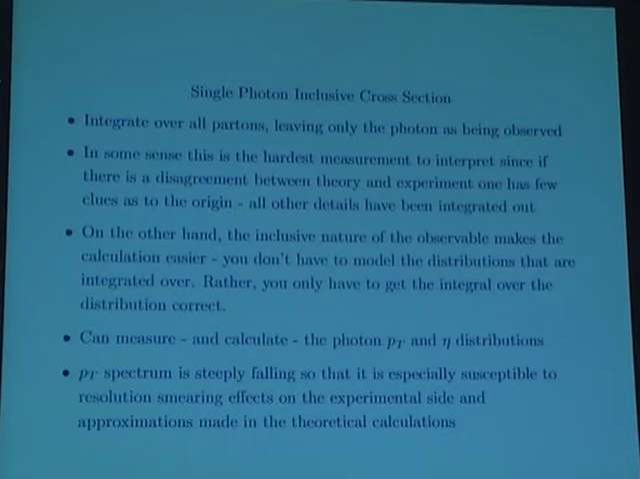about? Well, the one thing that's gotten the most attention over the years has been the single photon inclusive cross-section. It is a very difficult thing to measure. It's actually not as hard a thing to calculate, at least you might think, because what's happening here is that you're integrating over the partons, leaving the photon as being observed. It's a hard measurement to interpret because you've wiped out all the other clues as to what's going on with the dynamics. You're just left with the PT or possibly eta distribution to look at.